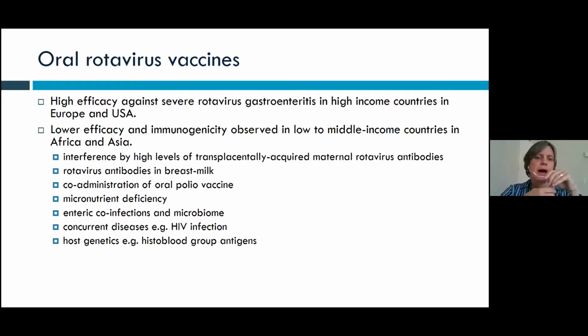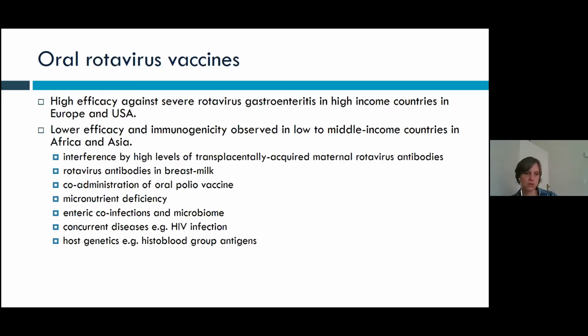And there's a number of reasons for this. So interference by high levels of maternal antibodies, which we did show also in one of our previous studies, that especially after the first dose, there seems to be some interference with maternal antibodies, although this does seem to be overcome with subsequent doses. Rotavirus antibodies present in breast milk may also interfere with the vaccine take and with vaccine efficacy. We're also administering the oral polio vaccine at the 6 week vaccine visit. So this may have some interaction as well.